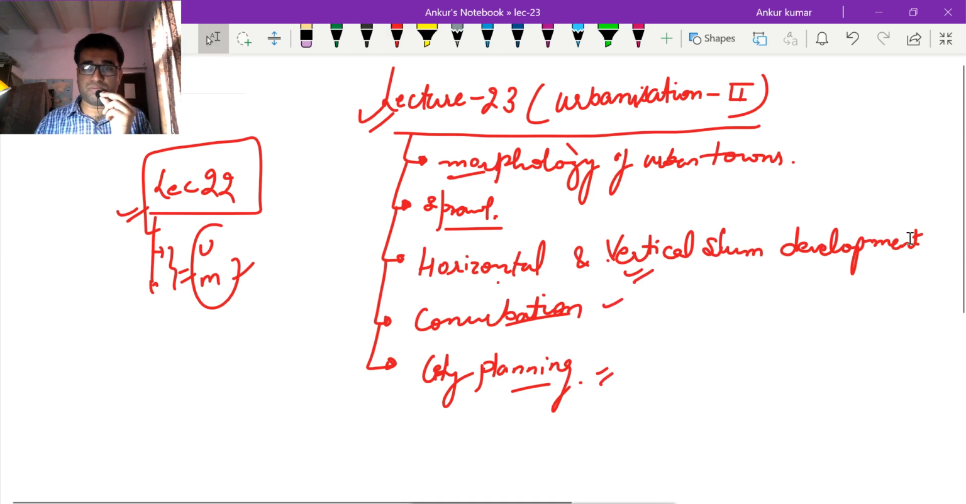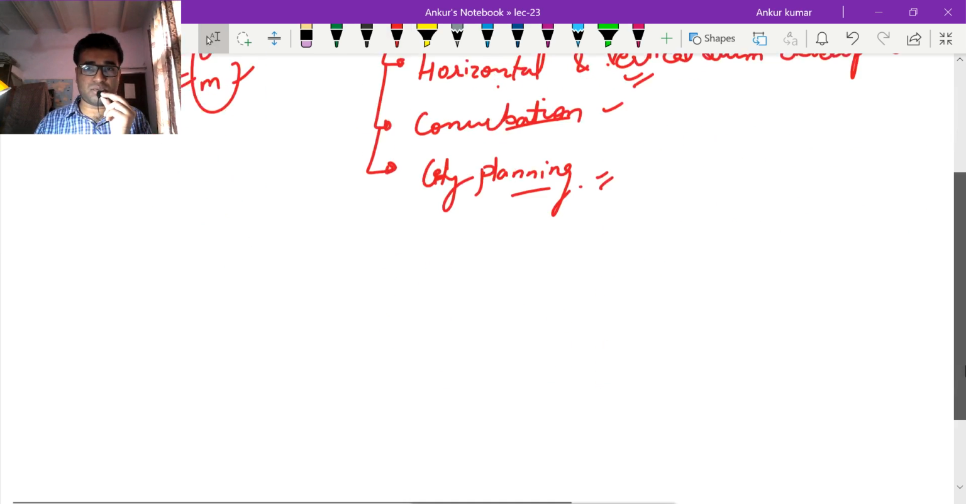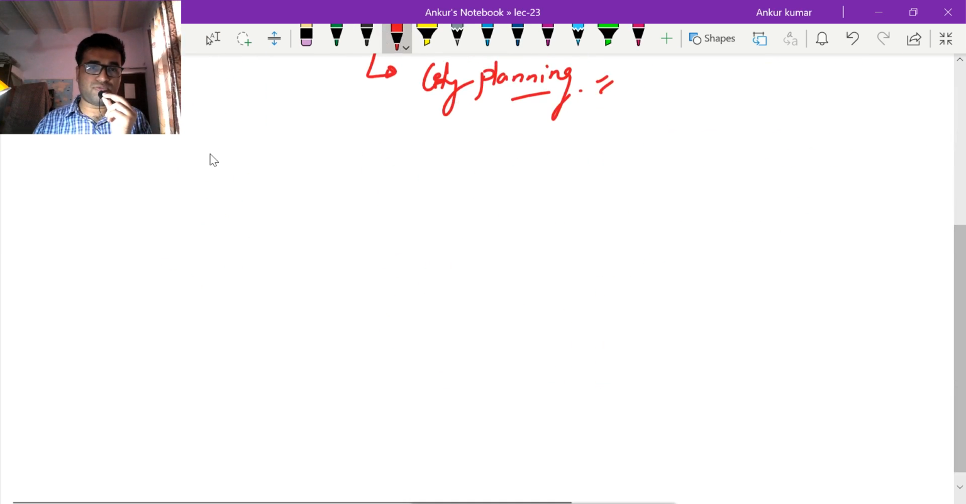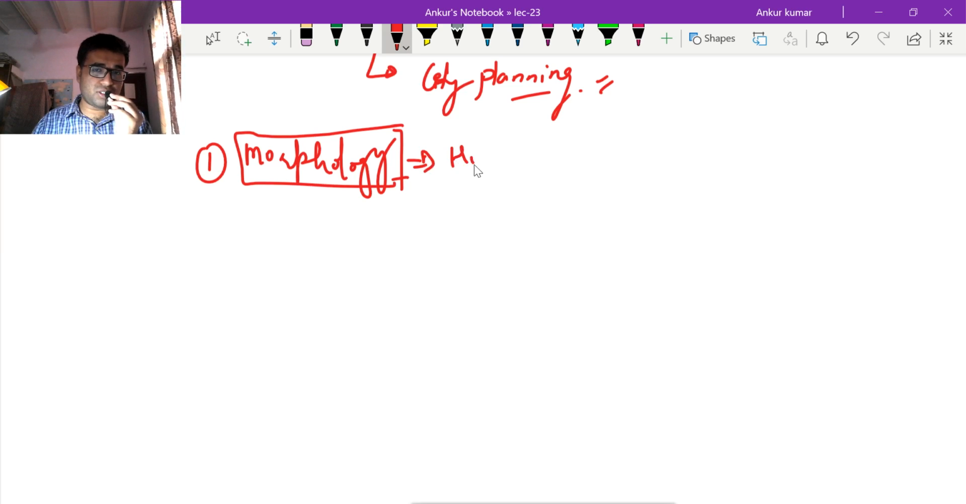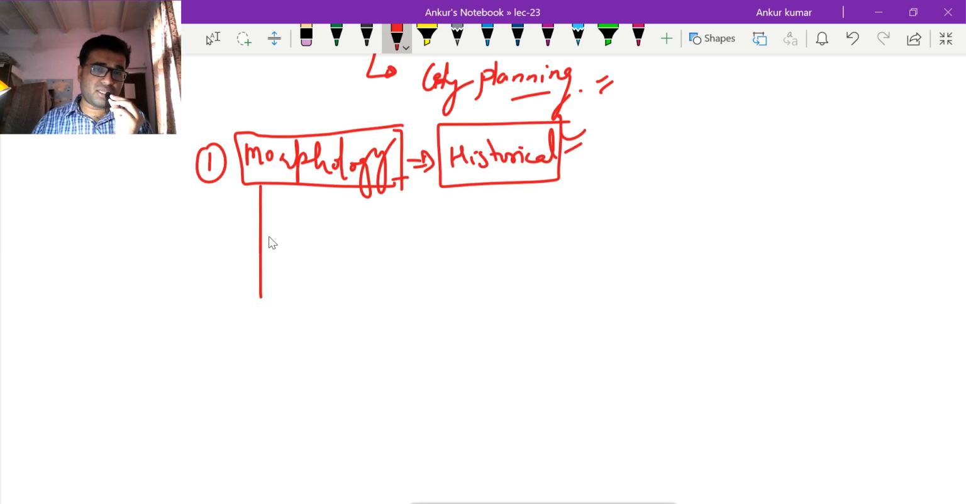Okay, this will be the topic, and let us start with the first topic, that is the morphology of the urban towns. So in the morphology, we will study how the urban towns are arranged in India, and this morphology basically depends upon the history. So it is a historical development of a particular site in the urban town as a morphology. Basically, in India, there are three types of morphology generally found in the urban towns.